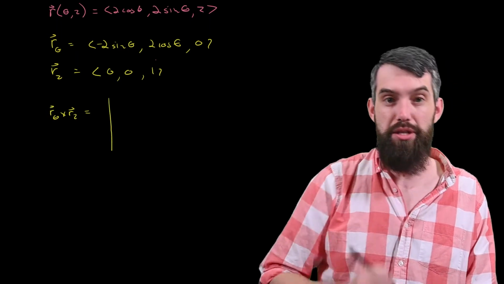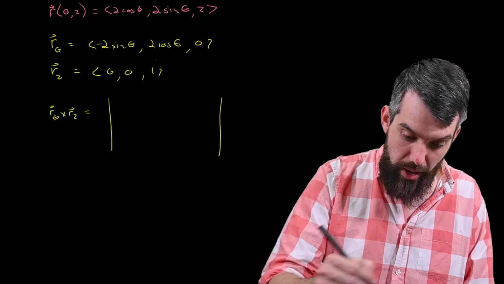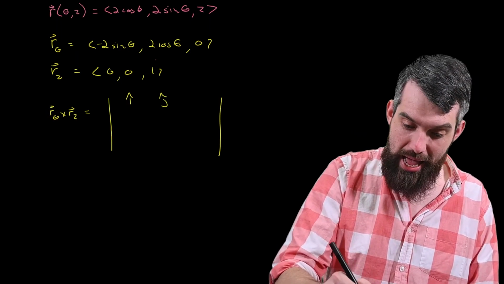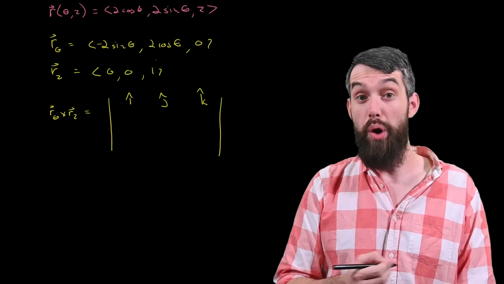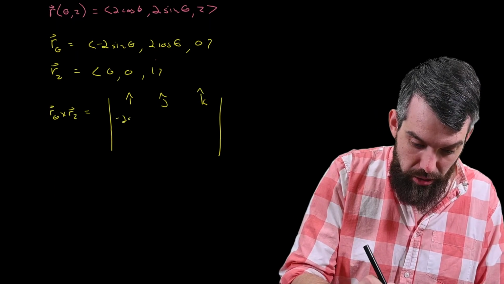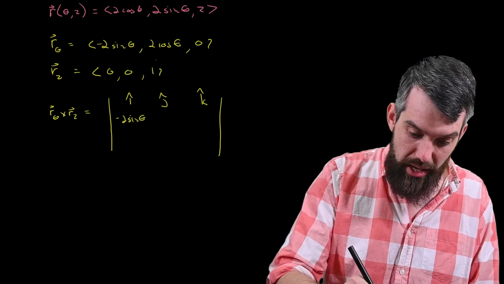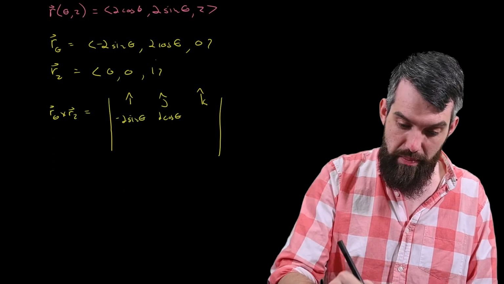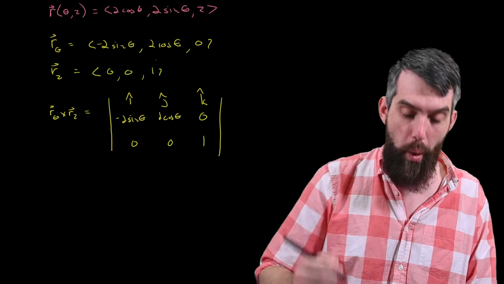This is given as a determinant. And in our determinant, we're going to put in an i hat, a j hat, and a k hat. We'll do our r theta line first, so minus 2 sine theta, 2 cosine of theta, and 0, and then 0, 0, 1.